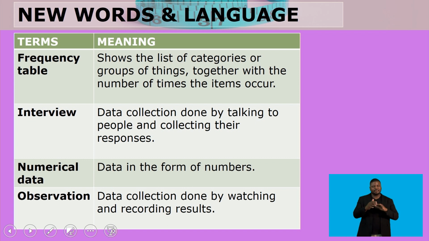Frequency table, there you go, there's that word, frequency. It shows a list of categories or groups of things together with the number of times the items occur. An interview is data collection done by talking to people and collecting their responses. Numerical data is data in the form of numbers. Observation, that's data collection done by watching and recording results. Let's see what else we have here.